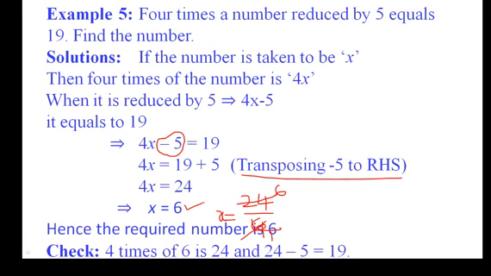Check. 4 times 6 is 24, and 24 minus 5 is equal to 19. So 5 is reduced now. 4 times a number, that number is 6. 4 times 6 means 24. 24 should be reduced by 5. So 24 minus 5 is equal to 19, which is equal to 19 given. That's why it is true.